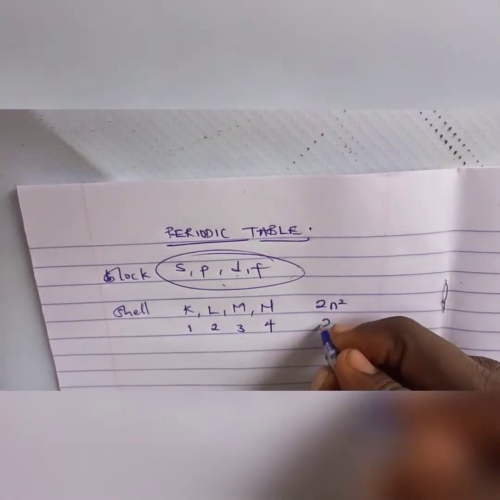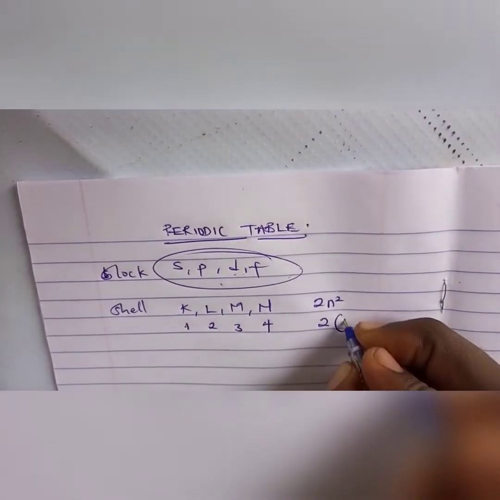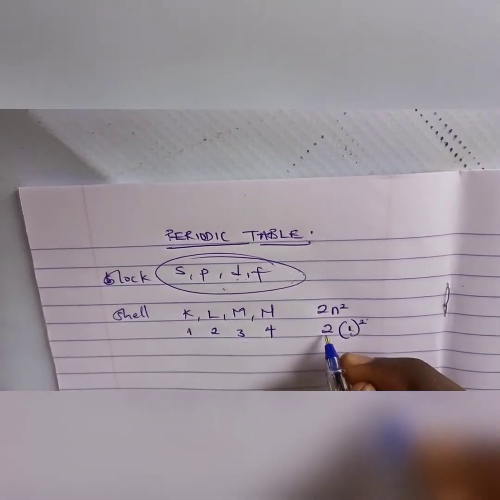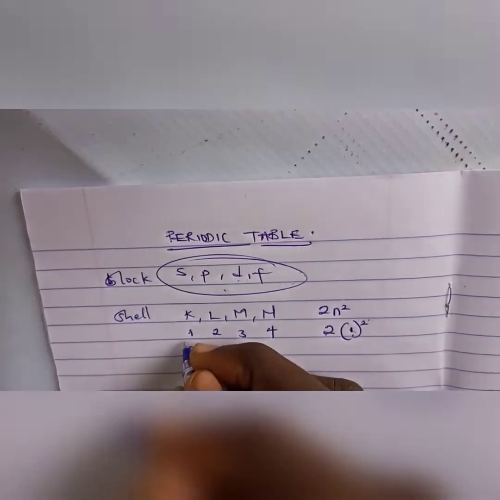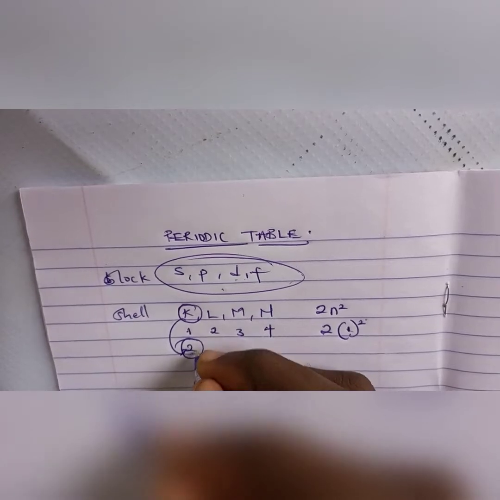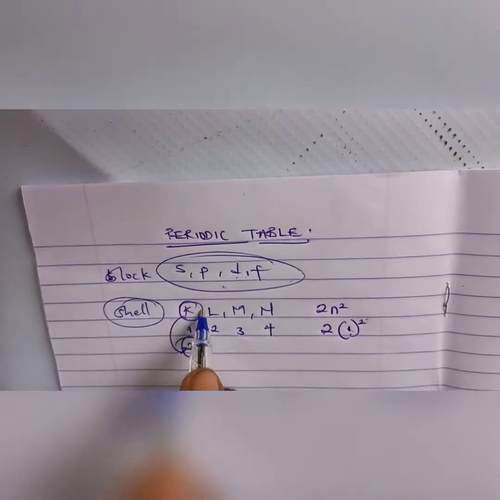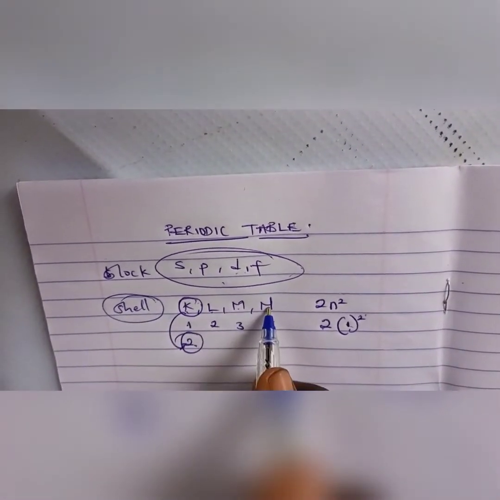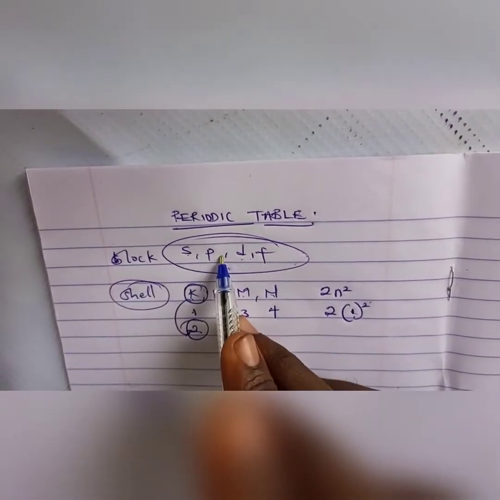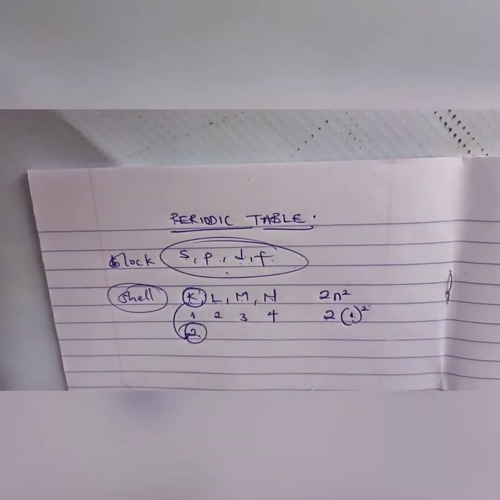You can easily say 2, we put 1 here, we place it as n, square it. That will give us 1 squared, that's 1. 2 times 1, that will be 2. So automatically the K shell, not orbital, is 2. Whenever we talk about shell, you deal with K, L, M, N. And if you hear the word orbital, just like we're talking about the S orbital, the P orbital, the D orbital, and the F orbital.